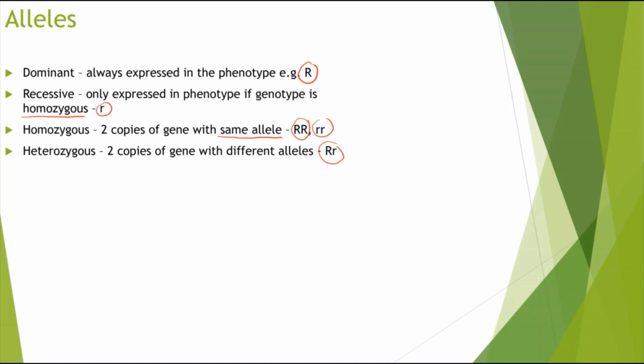Now just linking this back to our first two definitions. For a dominant allele, we could have either the capital R and the capital R, or the capital R and the lowercase r, and it will be expressed. The only way it won't be expressed is when we have the lowercase r and the lowercase r. Whereas for the recessive allele, we have to have homozygous alleles for it to be expressed. The only way it can be expressed is by having both lowercase r.